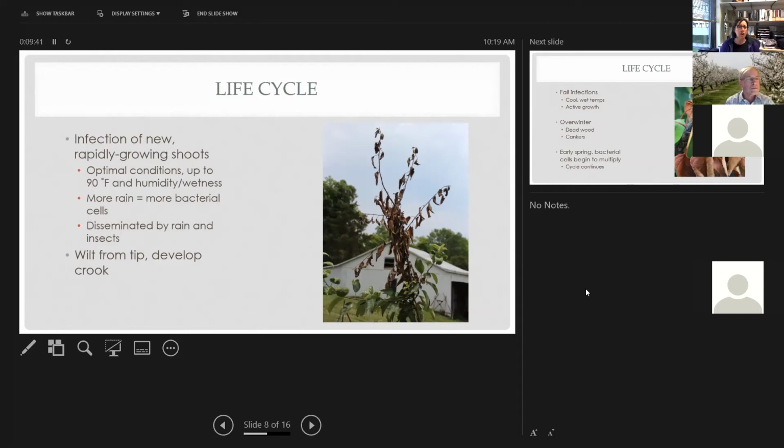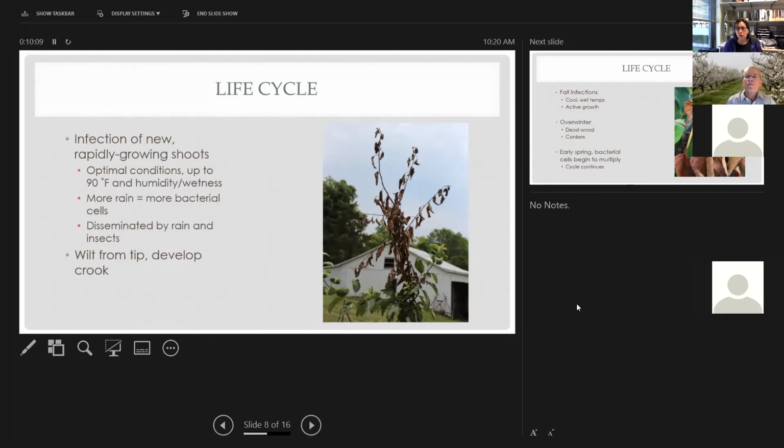Usually, the rainier it is and the more we're in that ideal temperature range, the more risk we have for tip blight. Once we hit 90 degrees, it all stops. It just shuts down really quickly. And usually by June, that's when we start getting drier as well. So when it gets hot and dry, it all shuts down and your fire blight season is basically over.